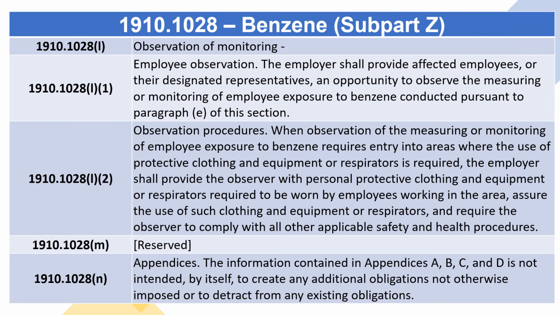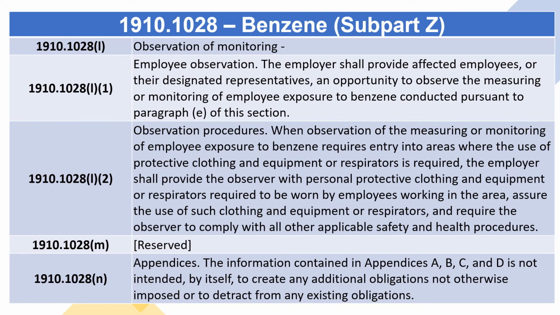1910.1028(l). Observation of monitoring. 1910.1028(l)(1). Employee observation. The employer shall provide affected employees, or their designated representatives, an opportunity to observe the measuring or monitoring of employee exposure to benzene conducted pursuant to paragraph (e) of this section.